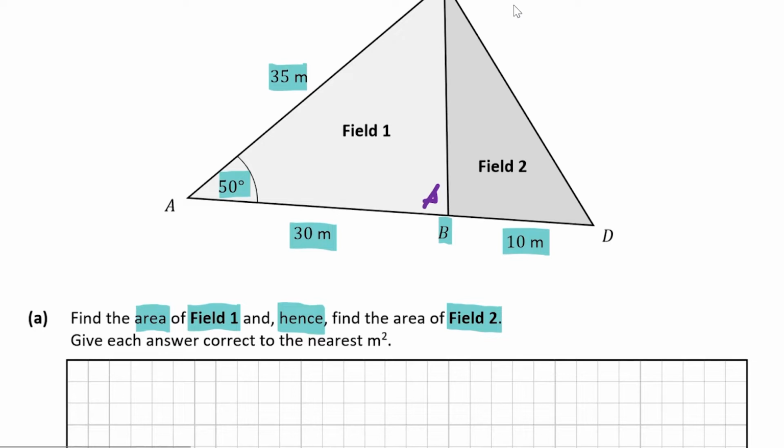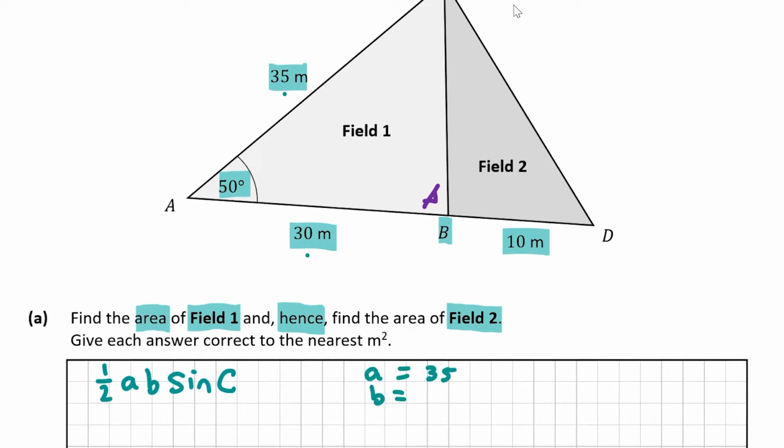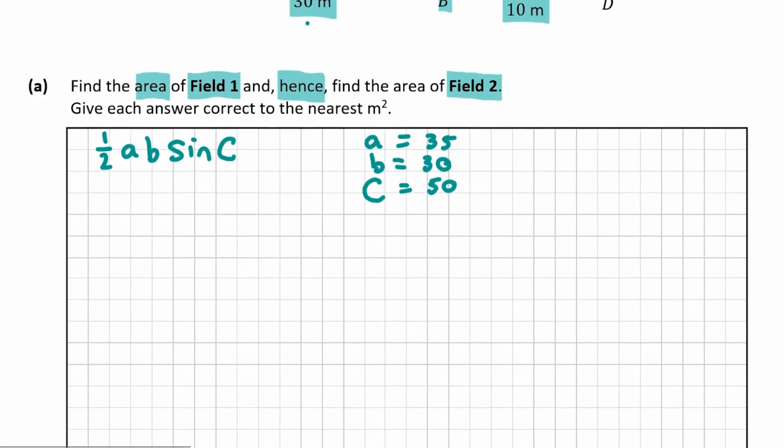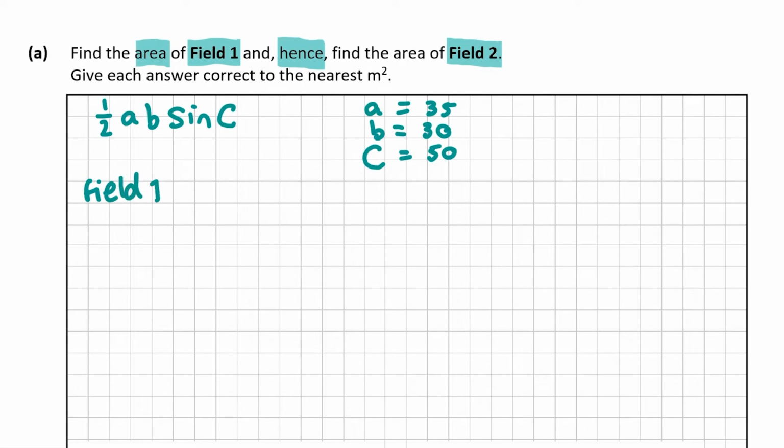So I'm just going to write out the formula. So we have half ab sine C. So a is 35 here, b is 30, and C is equal to 50, so the sine of C is just the sine of 50. So let me fill this out to find the area of field 1. So I'll write field 1 is equal to half multiplied by 35 multiplied by 30 multiplied by the sine of 50. And let's pop this into the calculator and see what we get.